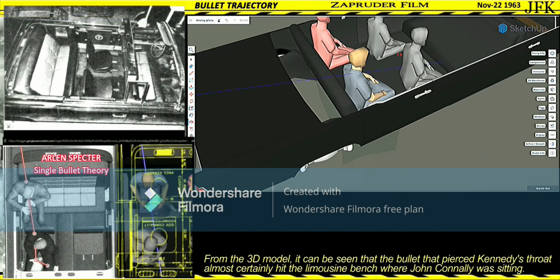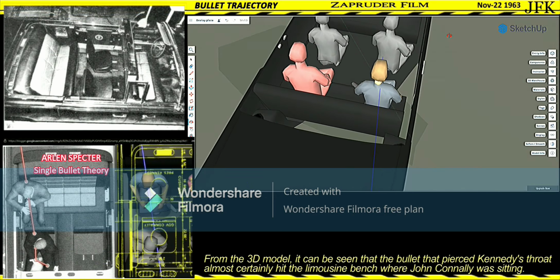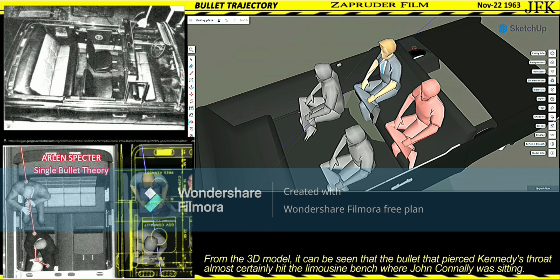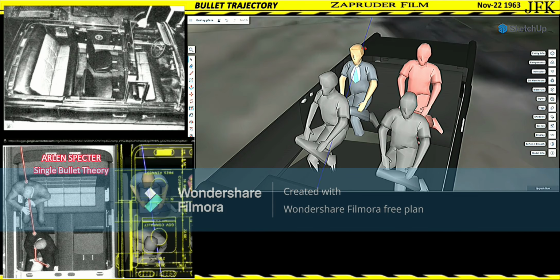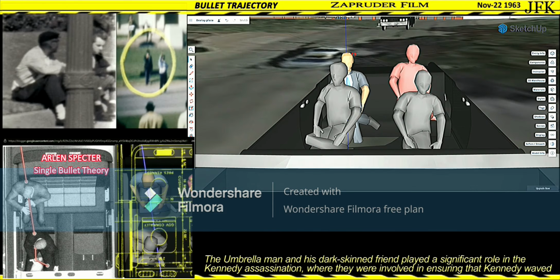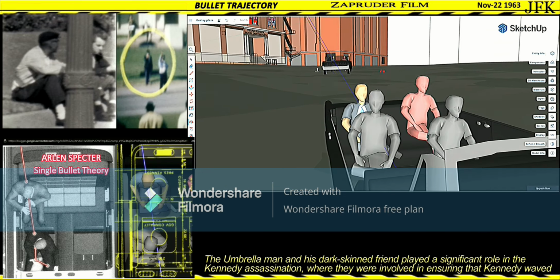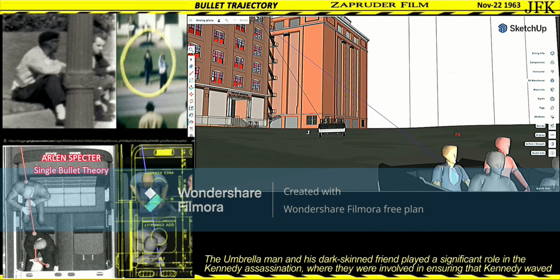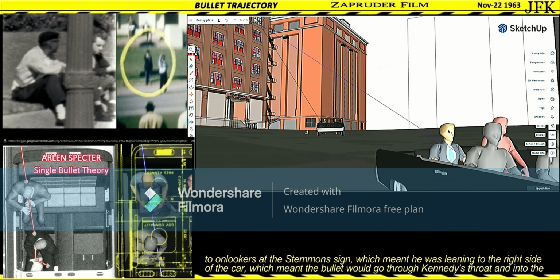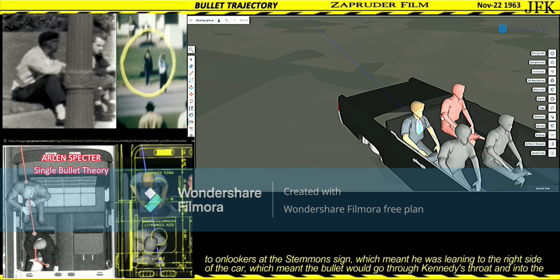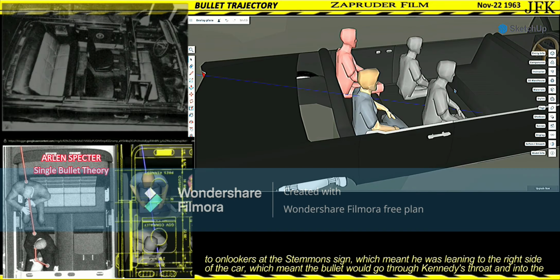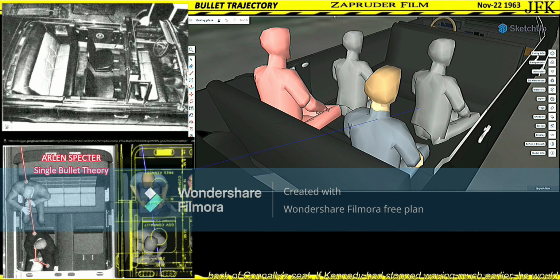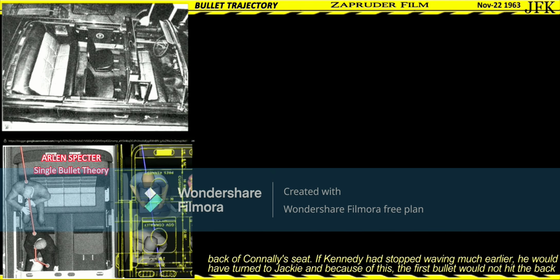From the 3D model, it can be seen that the bullet that pierced Kennedy's throat almost certainly hit the limousine bench where John Connally was sitting. The Umbrella Man and his dark-skinned friend played a significant role in the Kennedy assassination, where they were involved in ensuring that Kennedy waved to onlookers at the Stemmons sign, which meant he was leaning to the right side of the car, and because of this, the bullet went through Kennedy's throat and into the back of Connally's seat.